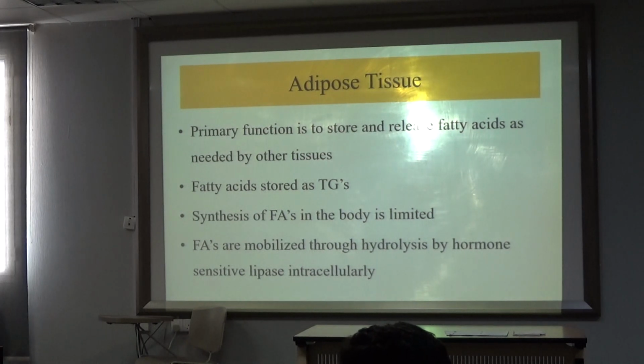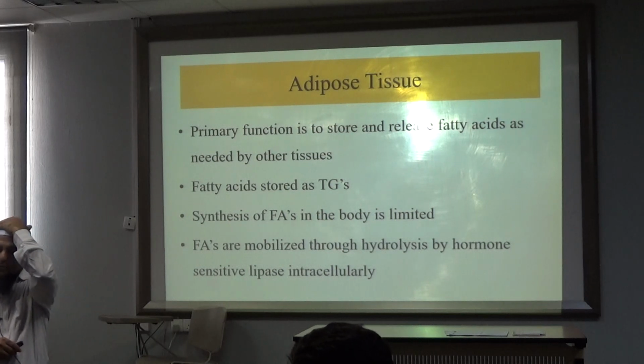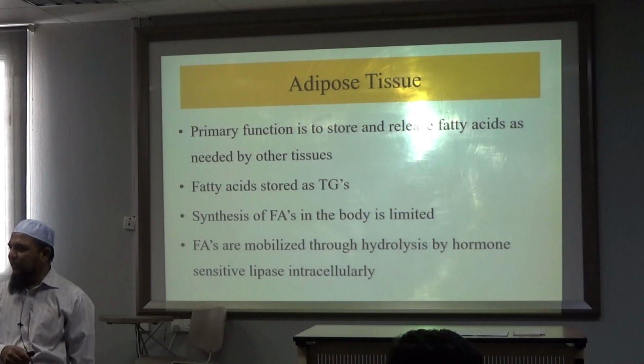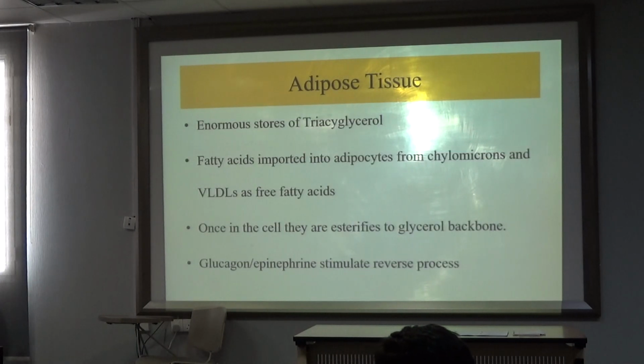Adipose tissue's primary function is to store and release fatty acids when required, and it stores the fat in the form of TGs, and it can store TGs in enormous amounts. And we discussed earlier the function of adipose tissue as an endocrine gland, because it releases adipokines. Two types of them, one is leptin and another one is adiponectin. So enormous fat is stored as triglyceride.